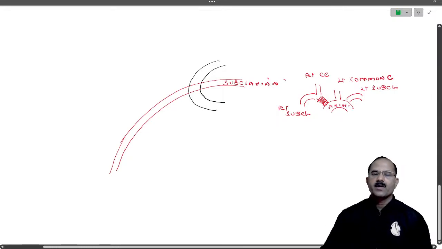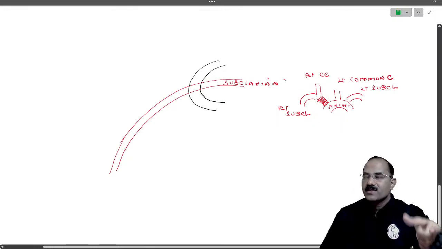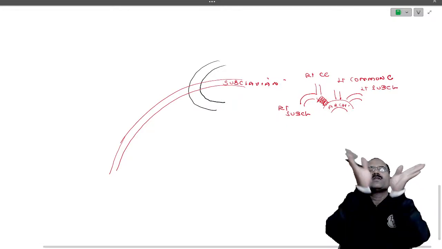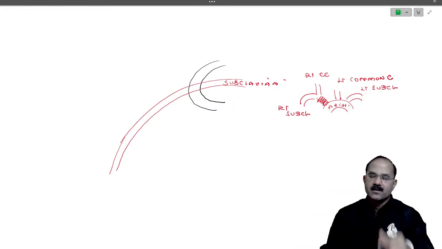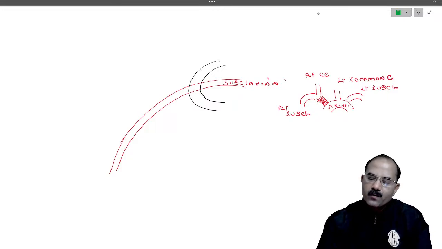So the left subclavian artery arises from the arch of aorta. The right subclavian artery arises from the brachiocephalic trunk. Both the subclavian arteries would cross the outer border of the first rib and become the axillary artery. ठीक है बच्चों?